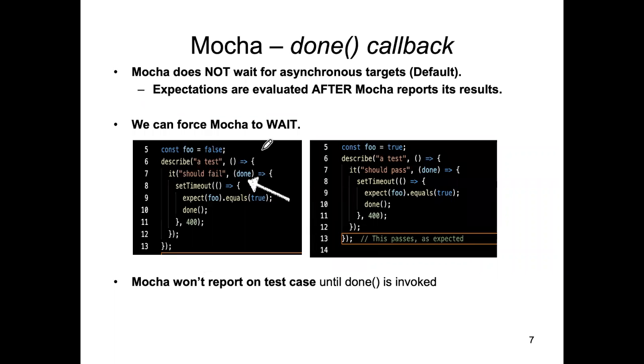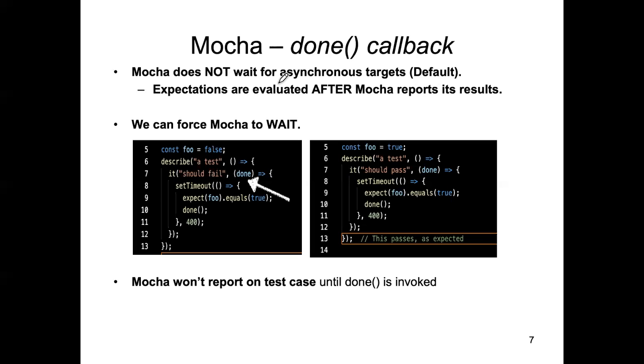So the problem is that Mocha does not wait for any kind of asynchronous code within your test by default. But of course, we can get it to wait if we program it properly, and there's a way of doing that using a special kind of callback function. But the default behavior anyway is this: it doesn't wait. Another way of thinking about it is that the expectations are evaluated after Mocha reports back to us.